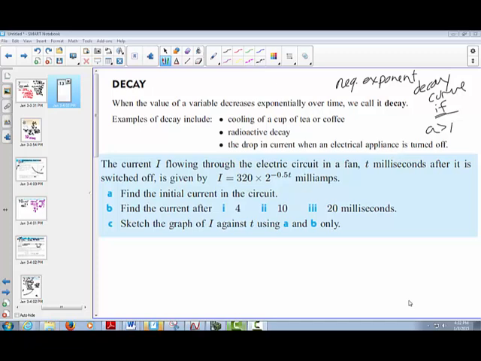We have things like the cooling of a cup of coffee or tea, radioactive decay, the drop in current when an electrical appliance is turned off. Now, what's key here is there's always going to be a little bit of current flowing. It's just going to be really small. The radioactive material never totally disappears, and temperature never actually gets to the point where it freezes when you're dealing with a cup of tea or coffee. In actuality, you're only going to go to room temperature.